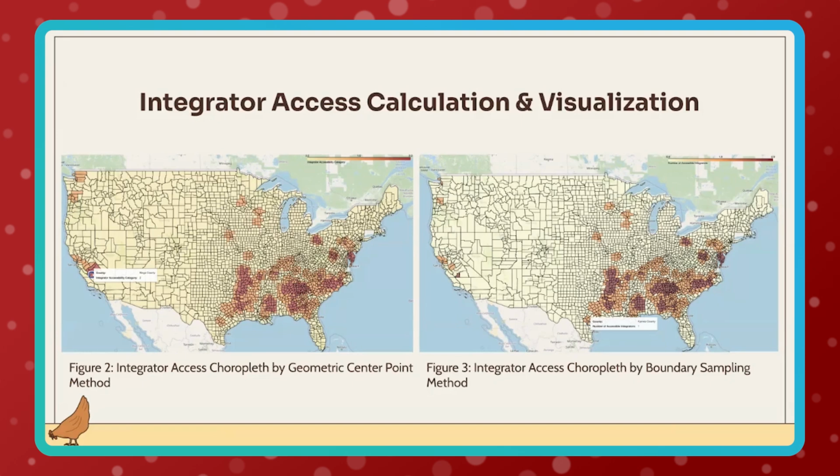When clicking on a county, a white box will pop up showing the county name and integrator accessibility from 0 to 2. Based on the visualizations, the result for integrator access is very similar, except the second method rendered more low access in counties, possibly due to irregular county shapes, which method 1 fails to capture.